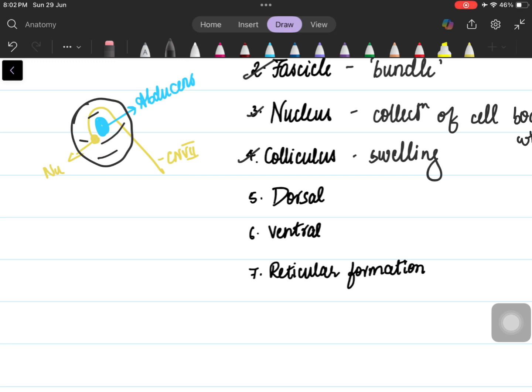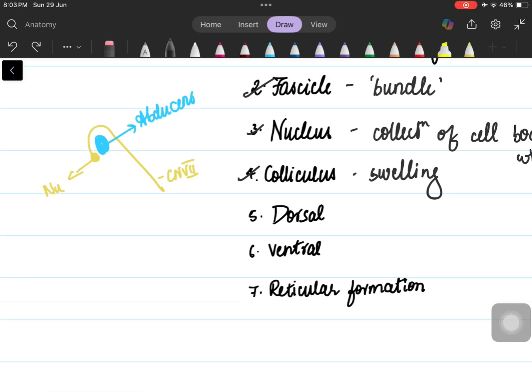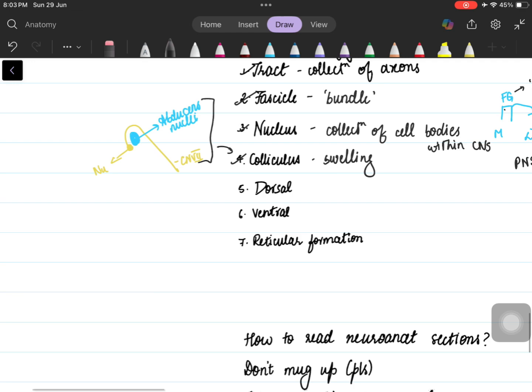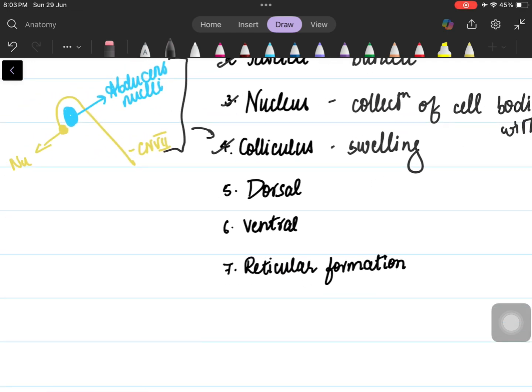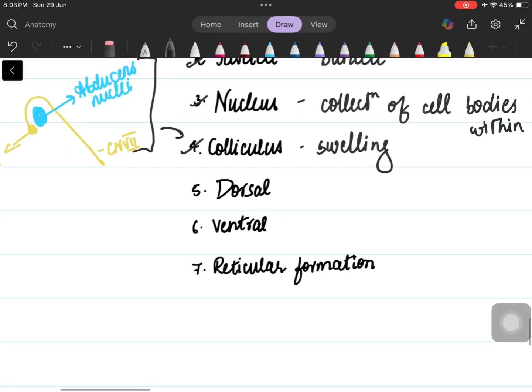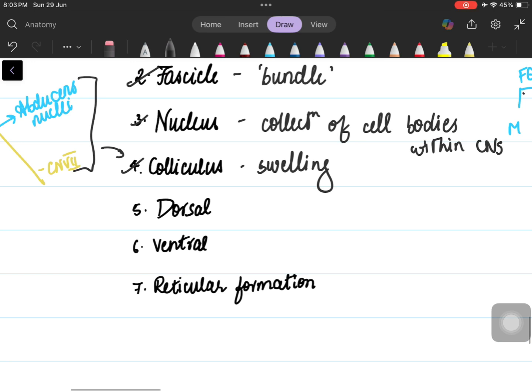I'm not able to show it in 3D, but you get the idea, right? So this facial nerve hooking around the abducens nucleus and reaching the facial nerve nucleus, this whole structure together is called the facial colliculus. Similarly, you have a superior colliculus in the midbrain, and an inferior colliculus. So colliculus basically means swelling.